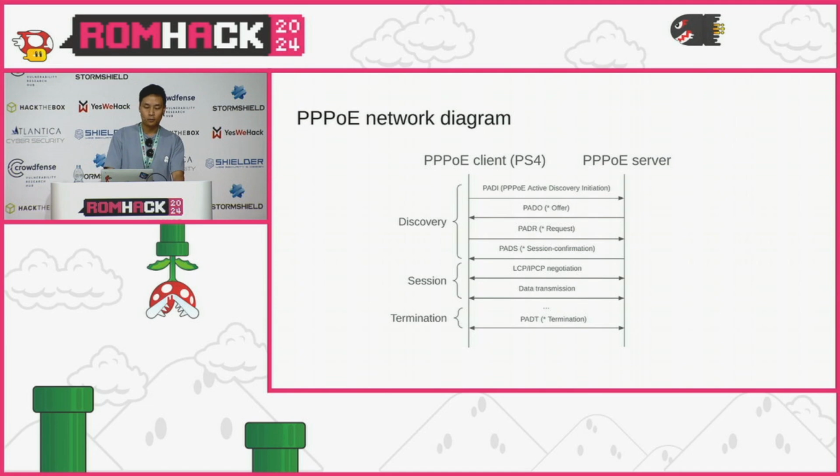The first is called the discovery stage, where the client broadcasts a PADI initiation packet. And the server listens for that packet and replies with a PADO offer packet. And then they send a few more packets back and forth to complete the handshake. The second stage is called the session stage, where they use the link and IP control protocols to negotiate configurations such as the maximum receive units or authentication methods, or also setting the IP addresses for the client. And then it's basically ready to transmit data, and the TCP/IP stack can be used on top of PPP.